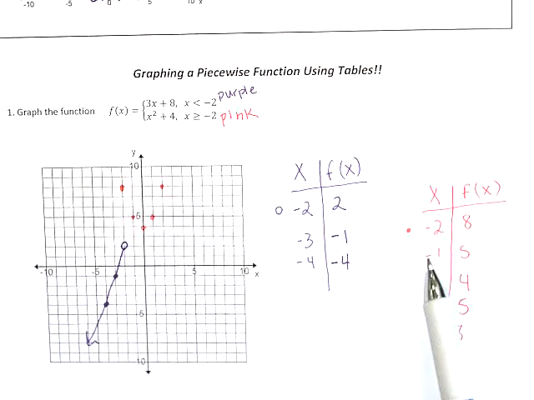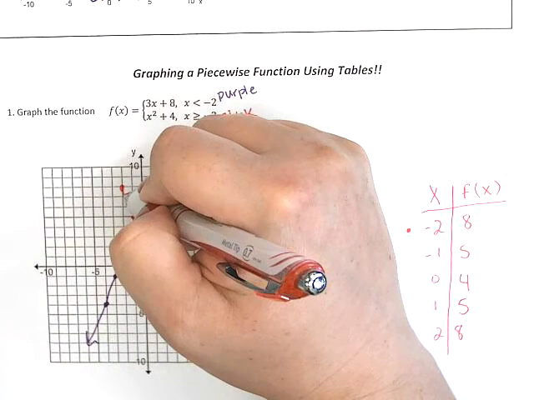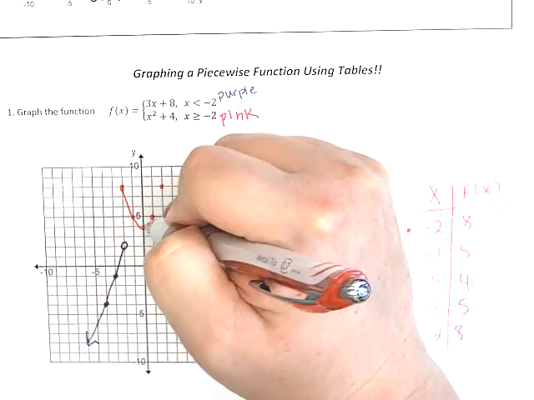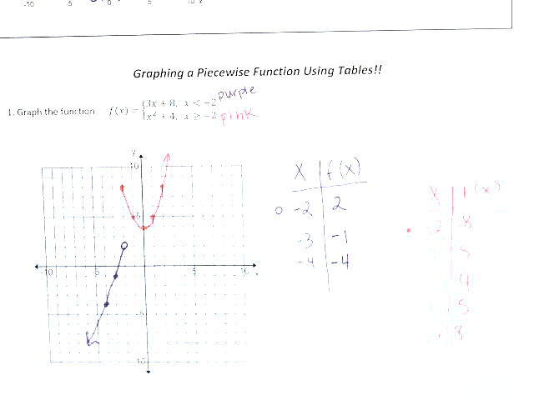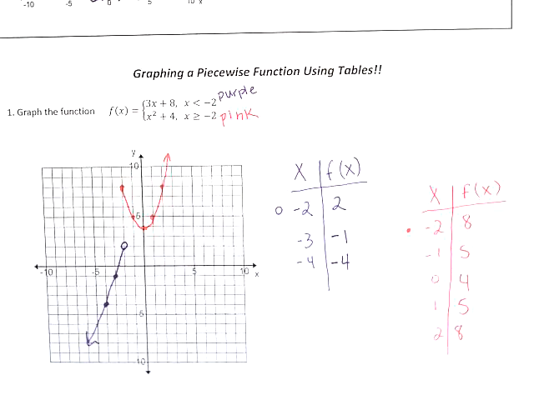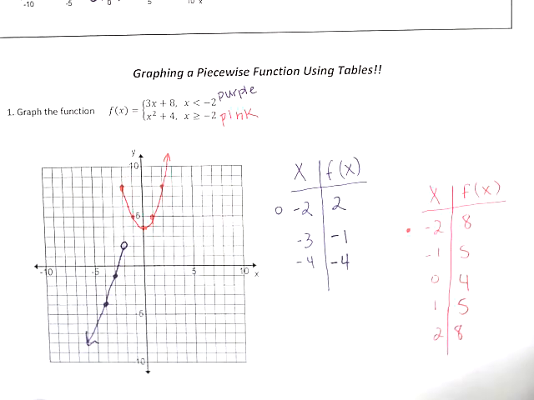But we know that this one only started at that -2, so it's going to come down and around for our parabola, and then it's going to go up on the right. So we do have that arrow there. Okay, let's try another one.